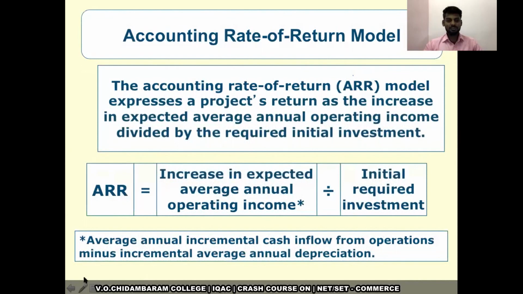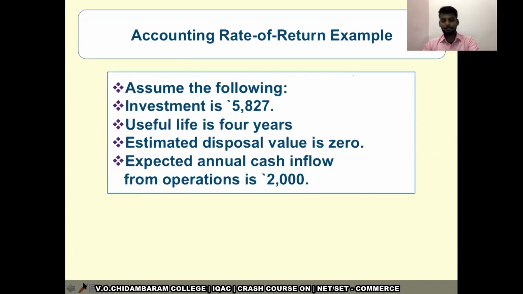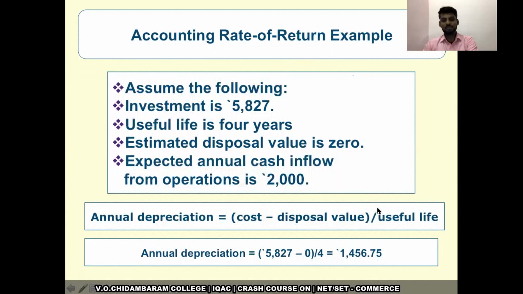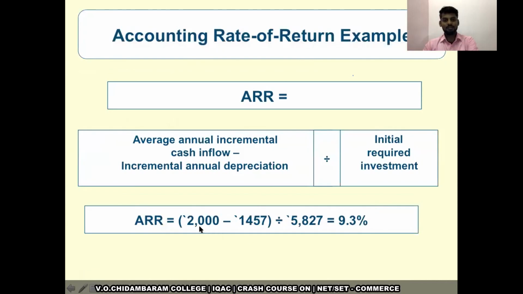Now if you put this into the particular formula, as I said before, cash flow minus depreciation will be given here. Cash flows minus depreciation, divided by the initial required investment. So the ARR is 9.3 percentage for a particular project.